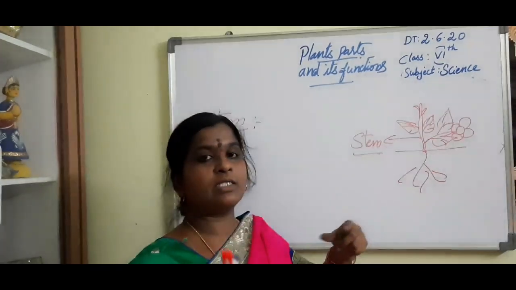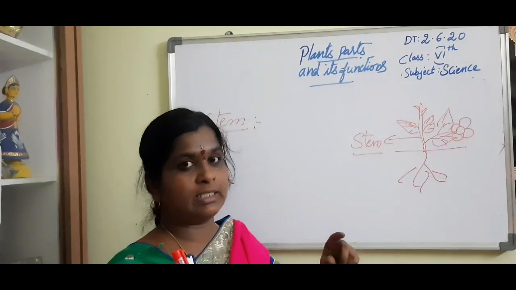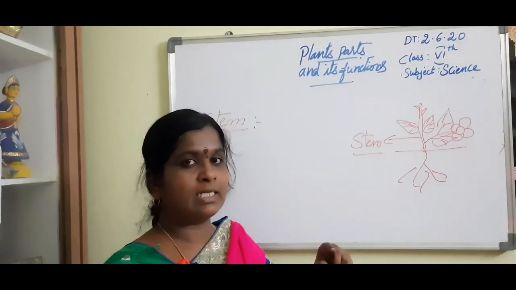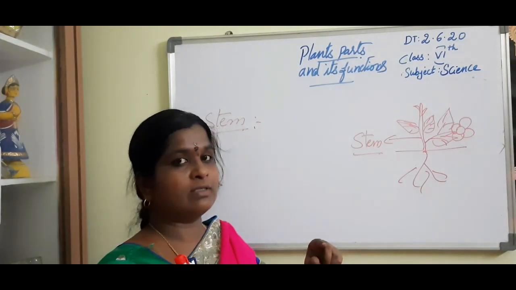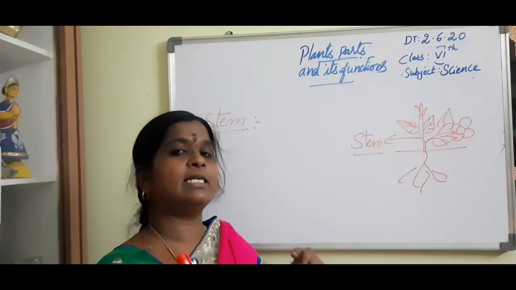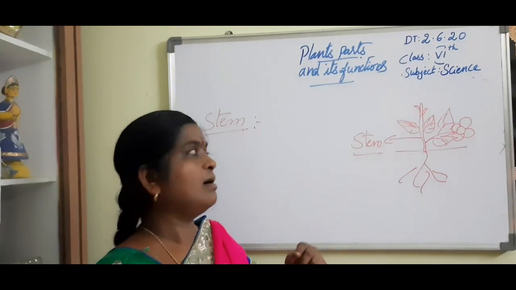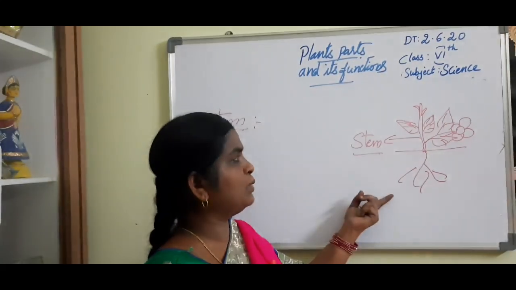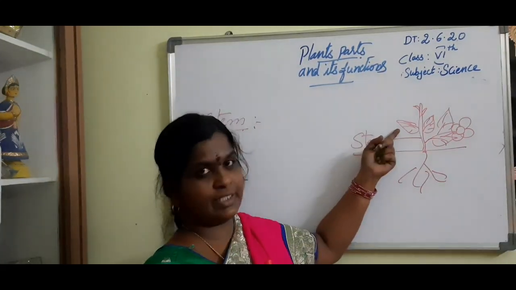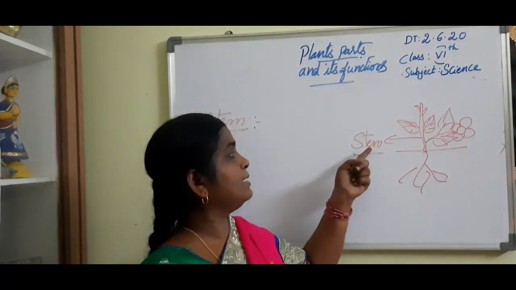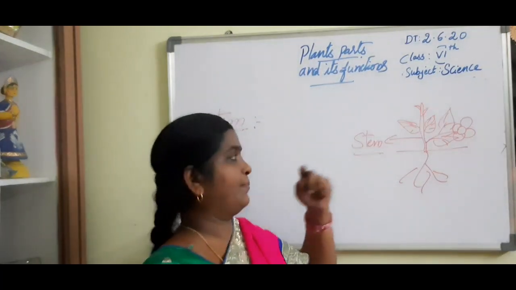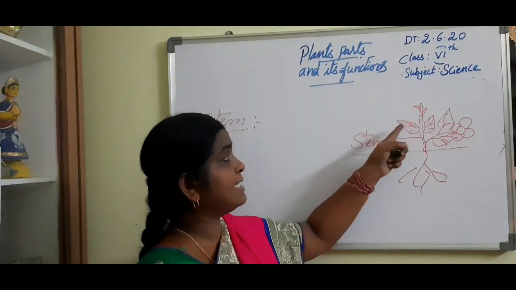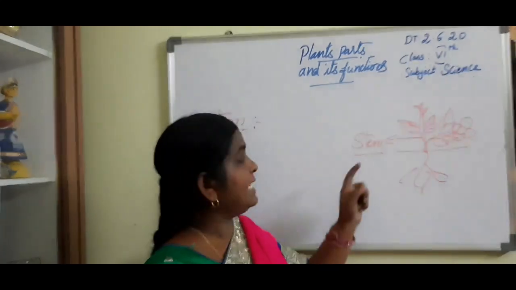So what are the parts we see in the plant? Roots, leaves, stem, flower. These are the parts we generally see in every plant. Already we have learned about the roots and the leaves. Now we are going to learn about the stem. This stem bears the leaves and flowers.